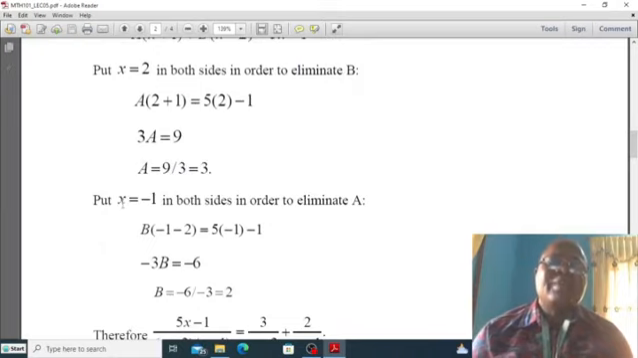Again, we put x equal to -1 in both sides in order to eliminate A. In that case, we will have B(-1 - 2) equal to 5(-1) - 1. So in that case, if you simplify this very well, you should be able to get B equals to 2.